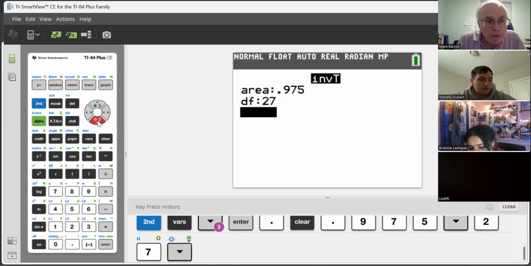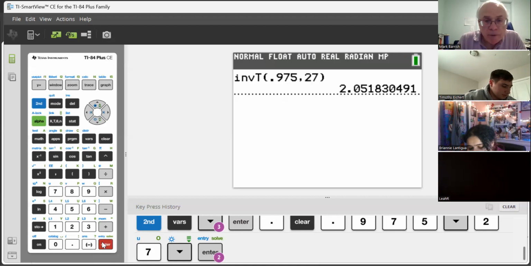And that's all you enter. It's pretty easy. Enter again. And there is your t critical value for the margin of error. Now, once again, you don't have to round at this point. You can simply use all the digits that are being used here.